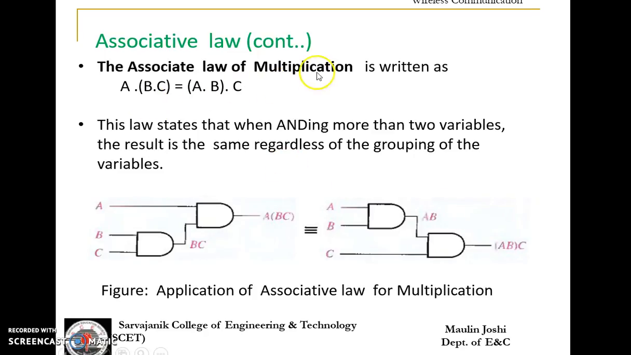The associative law of multiplication in a similar way is written as A dot B dot C, that is equal to bracket A dot B and the answer multiplied by C. This states that when ANDing more than two variables, the result is the same regardless of the grouping of the variables. So that is B, C and then ANDing with A, which is equivalent to first finding AB and then ANDing with C.